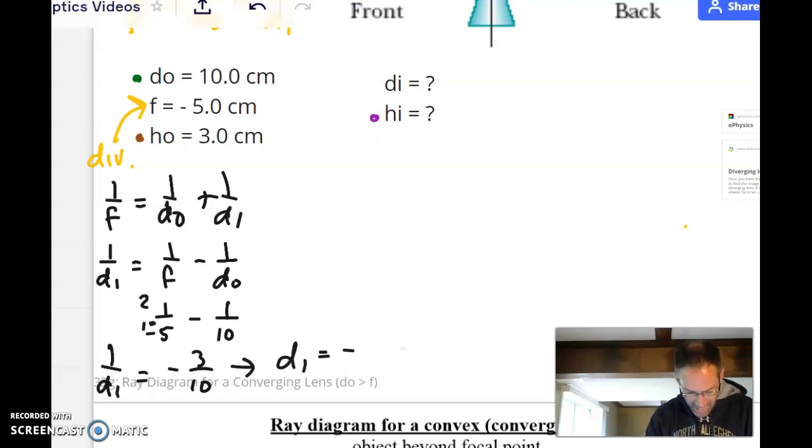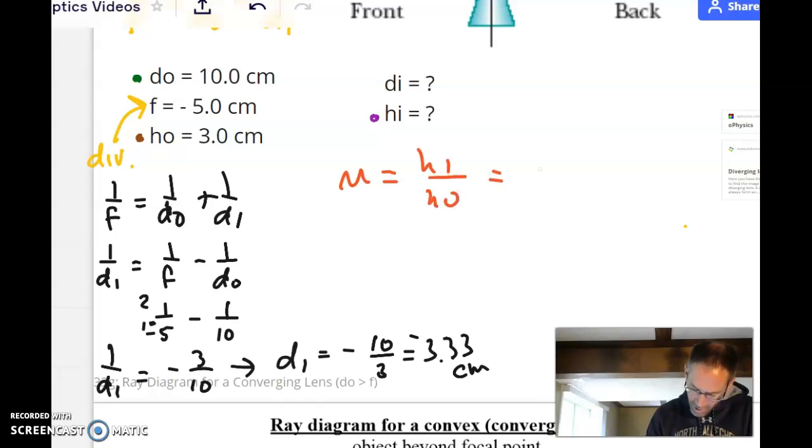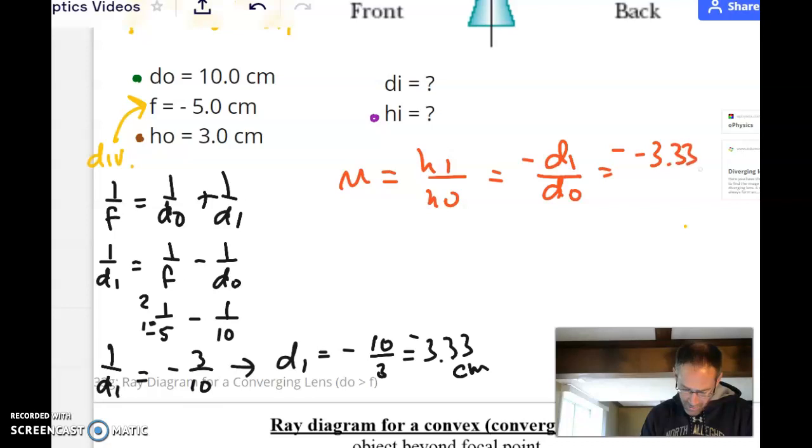DI looks like it's -10/3 or -3.33 centimeters. Looks good. Now, for the HI, and they didn't ask, but what about the magnification too? Just like before, magnification is hi over ho or negative di over do. And so I already know the di and the do. I could say that the di is -3.33 centimeters by the do is +10, and so that looks like that's 1/3.